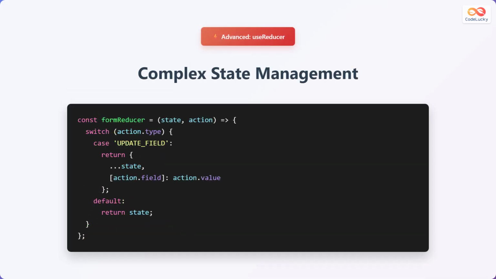For more complex state management scenarios, we can use the useReducer hook. useReducer is useful when state updates depend on the previous state or when you have complex state logic. In this example, the formReducer function takes the current state and an action as input and returns the new state based on the action type. Here we have an update_field action that updates a specific field in the state. This approach provides more control over state updates and can make your code easier to test and debug.